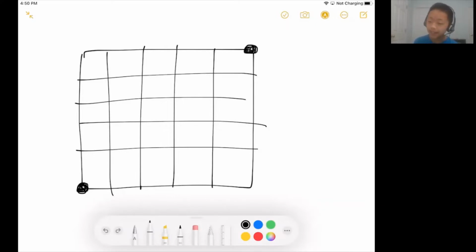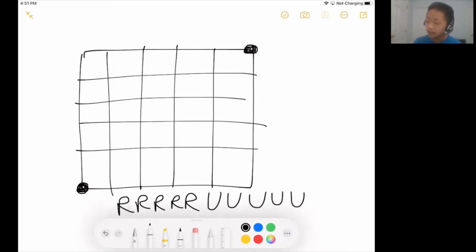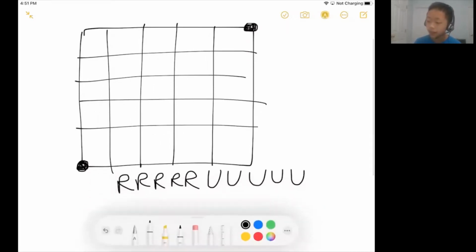So the idea is, let's take a look at a string of characters, like R, R, R, R, R, and U, U, U, U, U. A string is just a string of characters, like a word, basically. So we have a string of length 10 consisting of 5 R's and 5 U's.